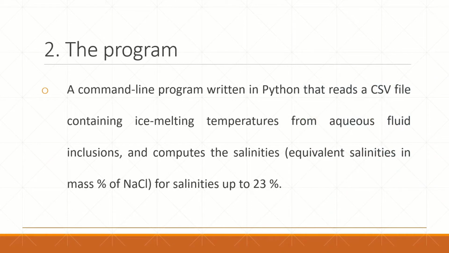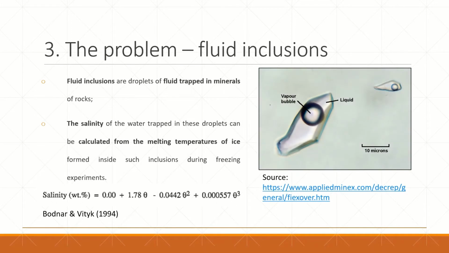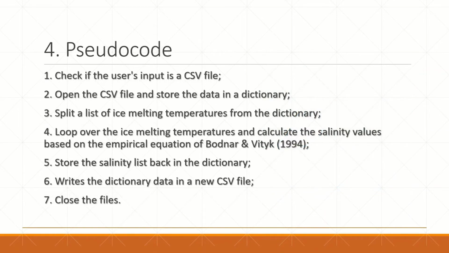The program is a command line program that reads the CSV file containing ice melt temperatures from aqueous fluid inclusions and computes salinities for up to 23%. Fluid inclusions are droplets of fluids trapped in rock. The salinity of fluid inclusions can be calculated by data from freezing experiments. The program follows the pseudocode.